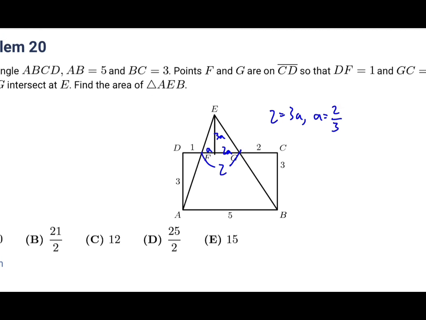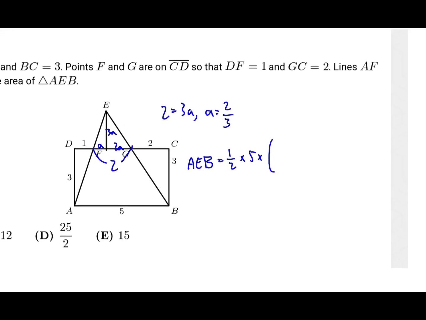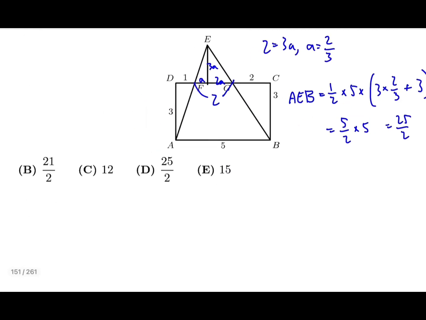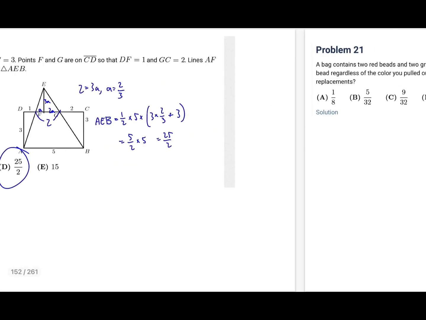The area of AEB, this is not AED, AEB, this is 1/2 times base, which is 5, times height. And the height is 3A, so 3 times 2 over 3, since A is 2 over 3, plus this much. This is 3. This is 5 over 2 times 5. This is 25 over 2. Yeah, this is just 25 over 2. The answer is D.